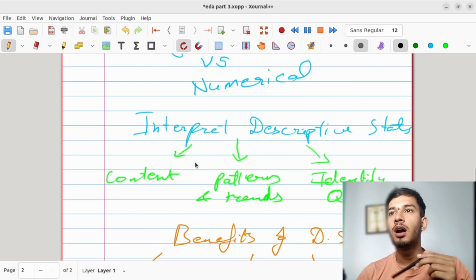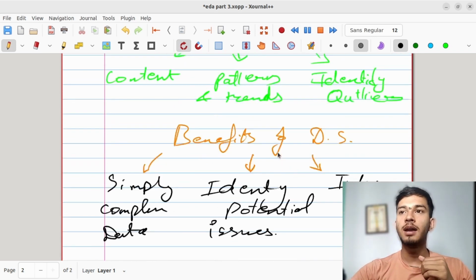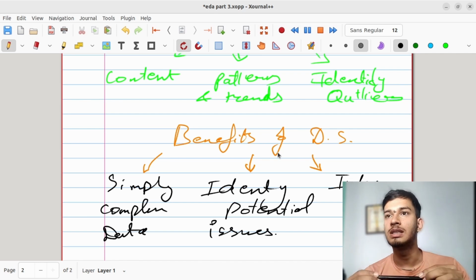And then we saw the interpretation of descriptive statistics, right? It helps to find the context, patterns, and trends, and identify outliers. Okay, so at last we saw what are the benefits of using descriptive statistics, right? It helps us to simplify complex data, right? At one glance, now you can see and figure out what your data is speaking to you.